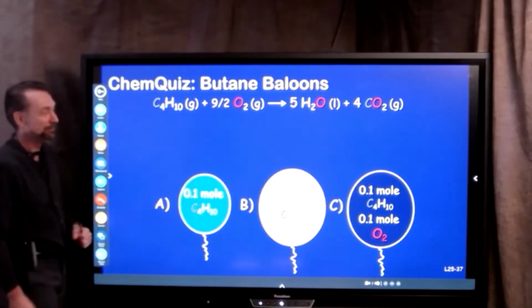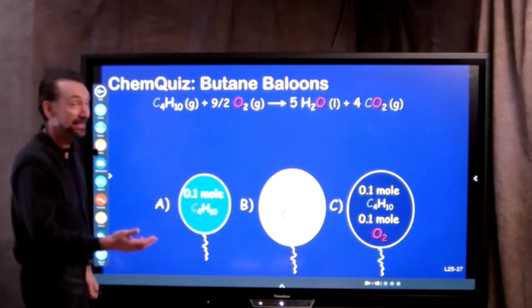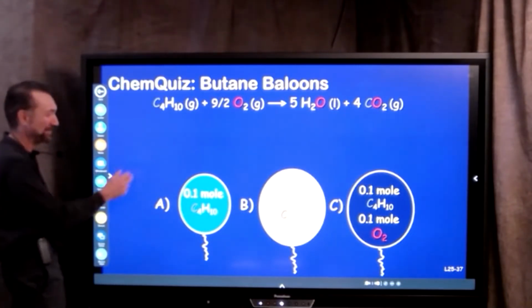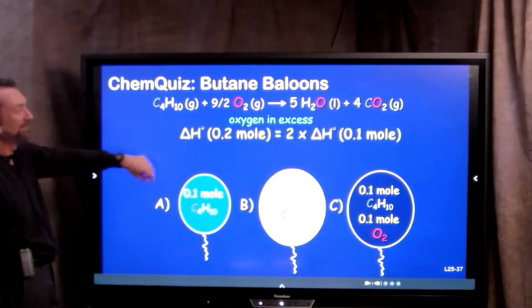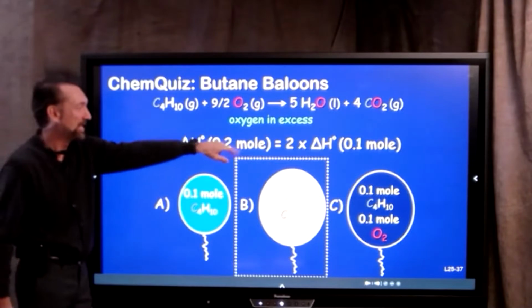Bond breaking and bomb making all in the same slide. Oxygen in excess. So all you need to do is get as many moles as possible.